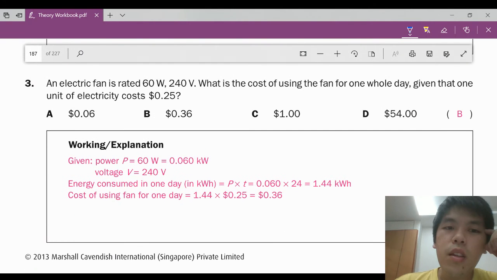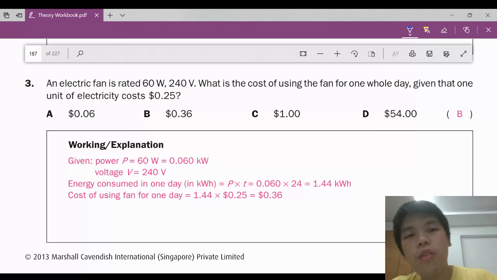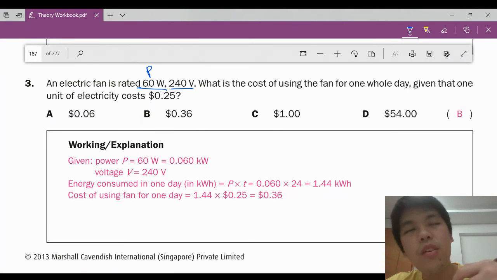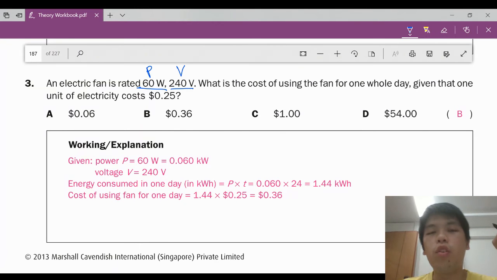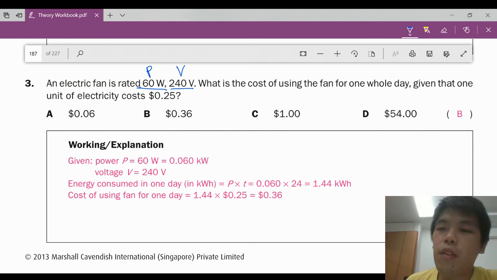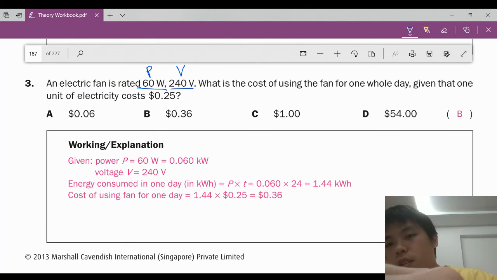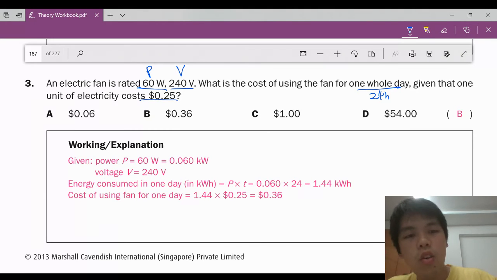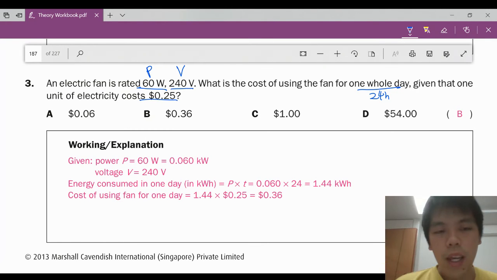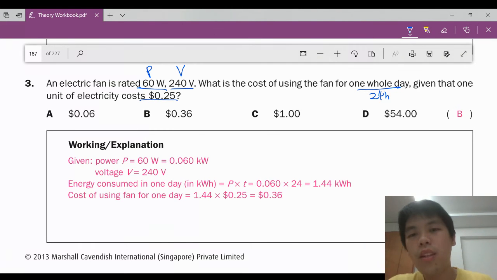An electric fan is rated 60 watts, 240 volts, so they already tell you this fan requires a power of 60 watts and works best if there is a potential difference or EMF of 240 volts. What is the cost of using the fan for one whole day? So you must be very clear, one whole day is 24 hours. So what if they tell you a unit cost? So this is the unit cost for 1 kWh. So they want you to calculate what is the cost of using the fan.